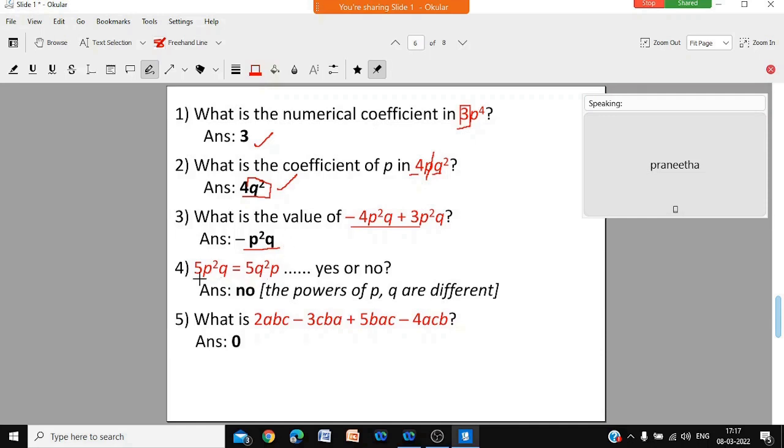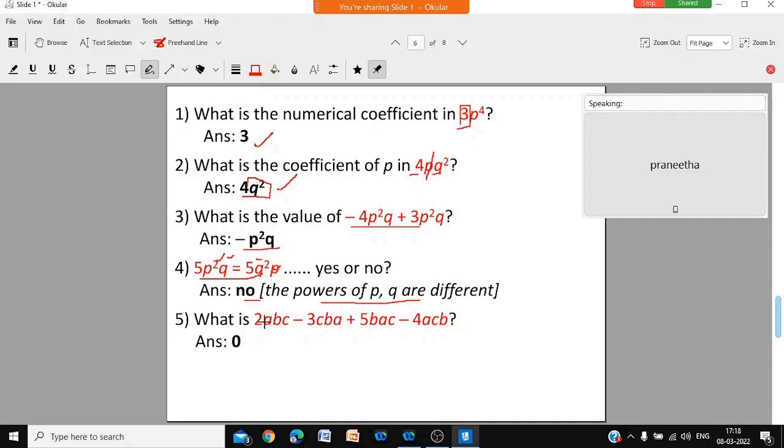Now, these two are not equal because the powers of p and q are not the same. Here p power is 2, here p power is 1. Here q power is 1, here q power is 2. So they are not equal. Here it is p square, here it is not p square, it is q square. The power of p here is 1 and here it is 2.